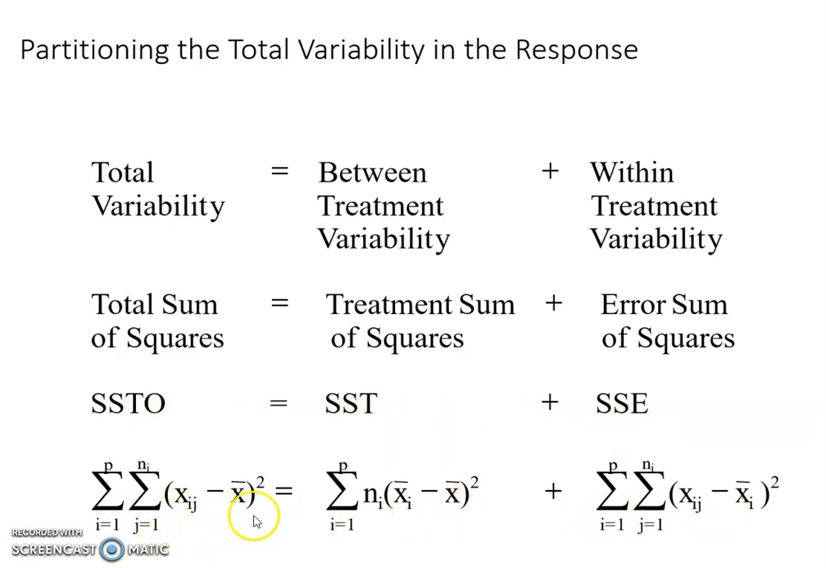These are the mathematical formulas of how these are statistically calculated. And if you notice here, this is the summation from 1 to p, the summation from 1 to n, of x_ij minus x bar, squared. This is the sum of squares. This is the difference, the squared difference.